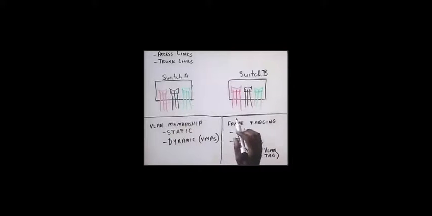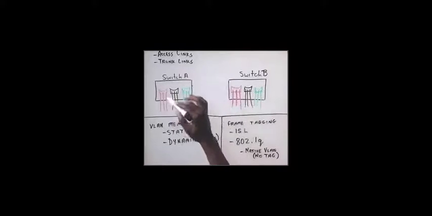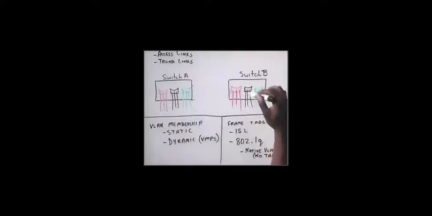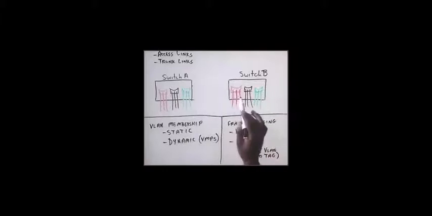Over here on switch B, note that we can have the same VLAN identified on a different switch. The red VLAN over here, the black VLAN, and the green VLAN. 3 ports are assigned to each of those VLANs respectively.